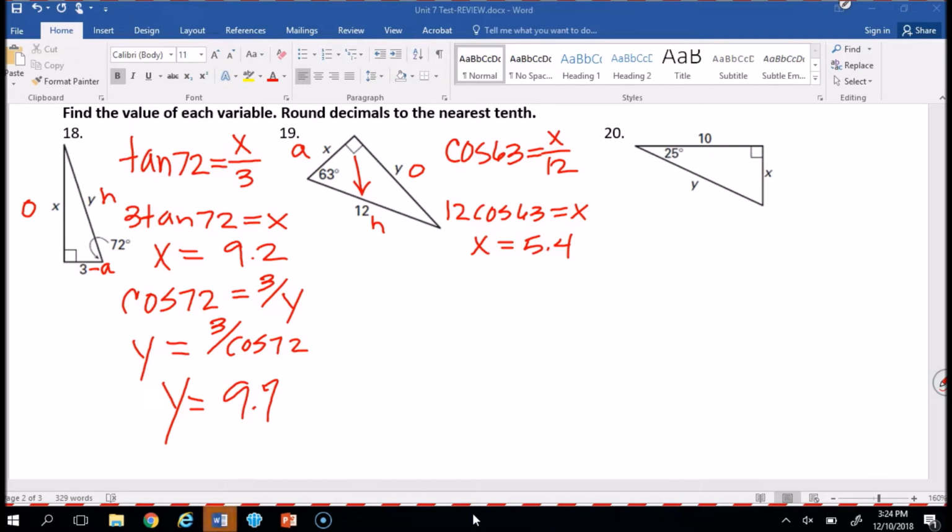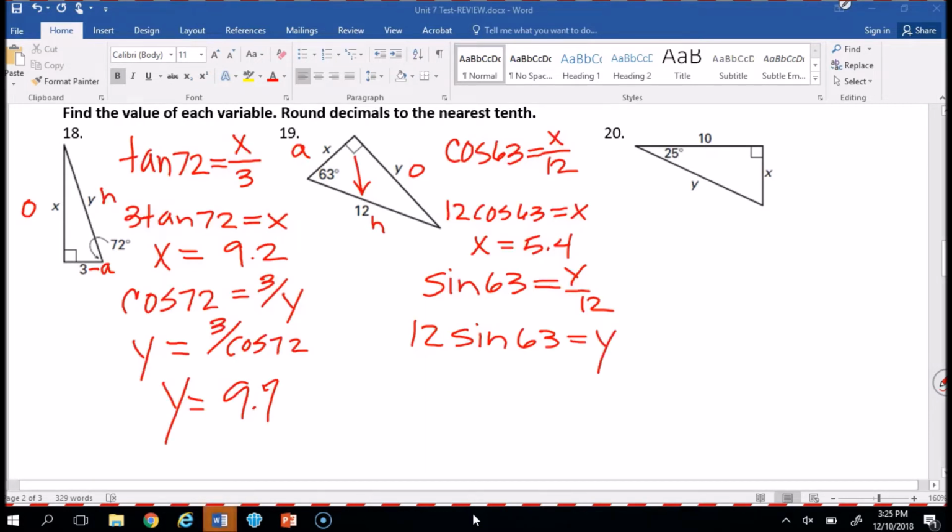Now our y is our opposite and we have our hypotenuse, and when we have opposite and hypotenuse, that's our sine ratio. So sine of 63 is equal to y over 12. Here again, we're going to do 12 times the sine of 63, and that's going to be our y. We can put that directly into our calculator, and it tells us y is equal to 10.7. Now, as I said before, when we got that 5.4, we could have done a squared plus b squared equals c squared to solve for y as well.